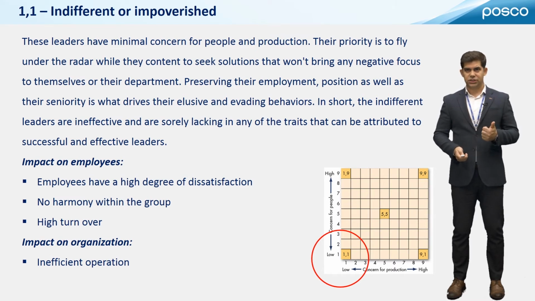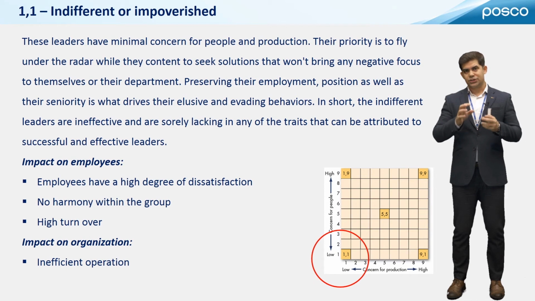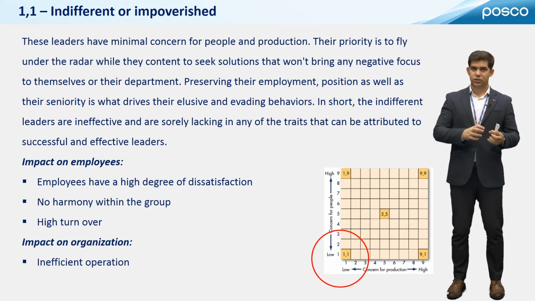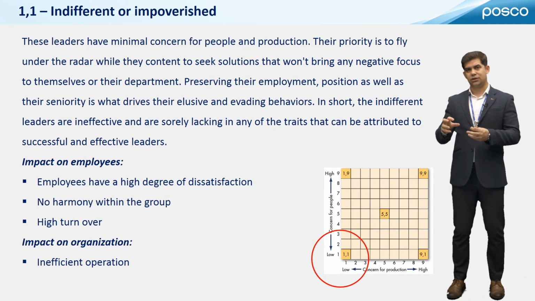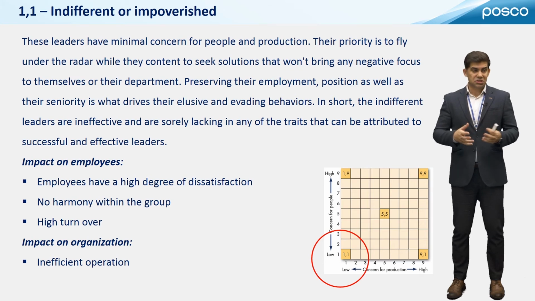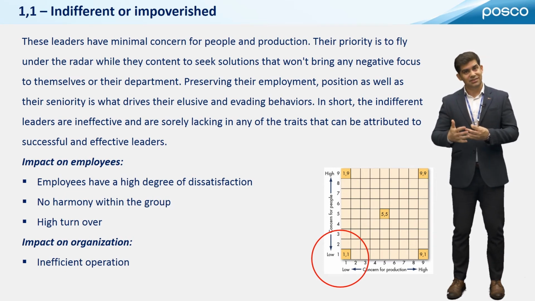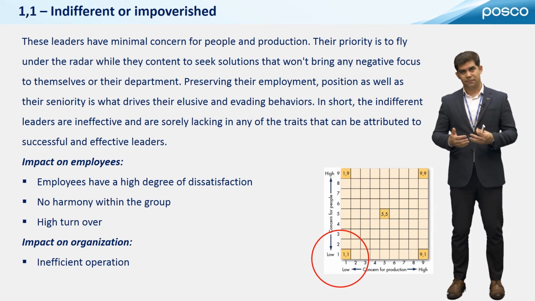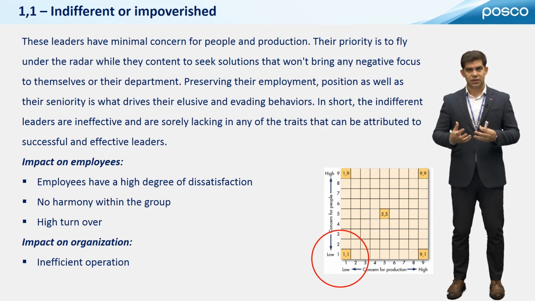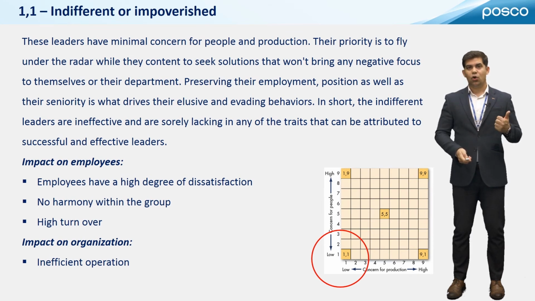So getting back to the first leadership style, which is 1-1. Considering the leader has very low concern for people as well as very low concern for production, the employees go through a high degree of disappointment because there is no interest of the leader in them. There's no harmony among the group. There's a high turnover. There are higher chances that people will leave that team or probably the organization as well. And it has a significant impact on the organization because it creates a lot of inefficiency. There's no focus on the production or task. The leader is just surviving because of the tenure. So that's the 1-1 style, which is indifferent or impoverished.